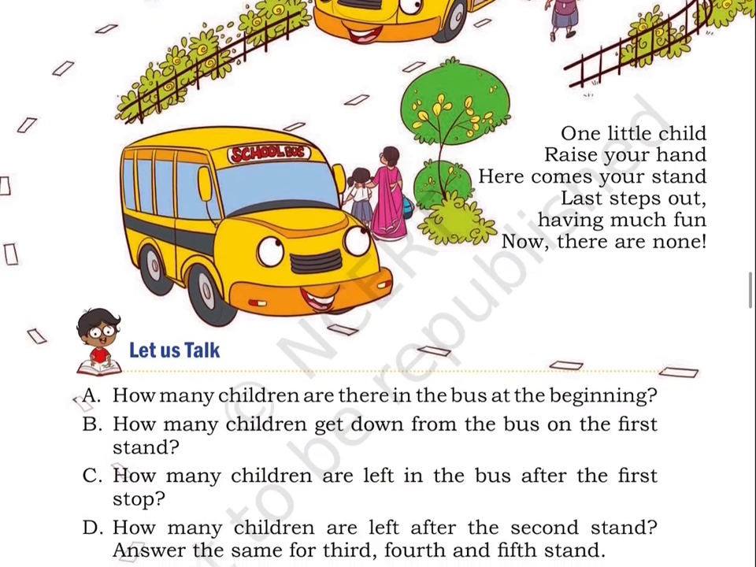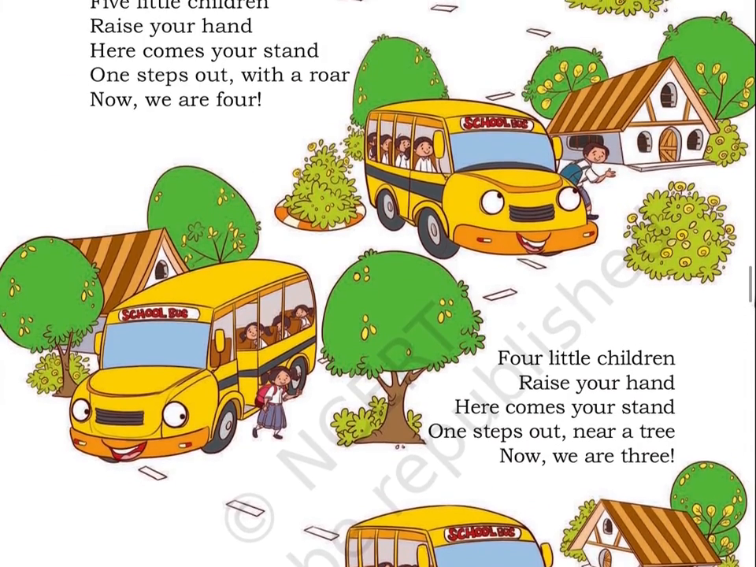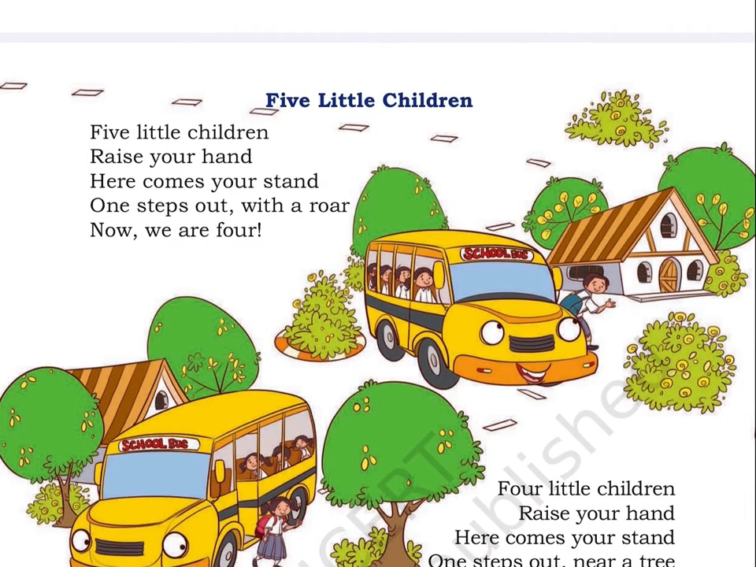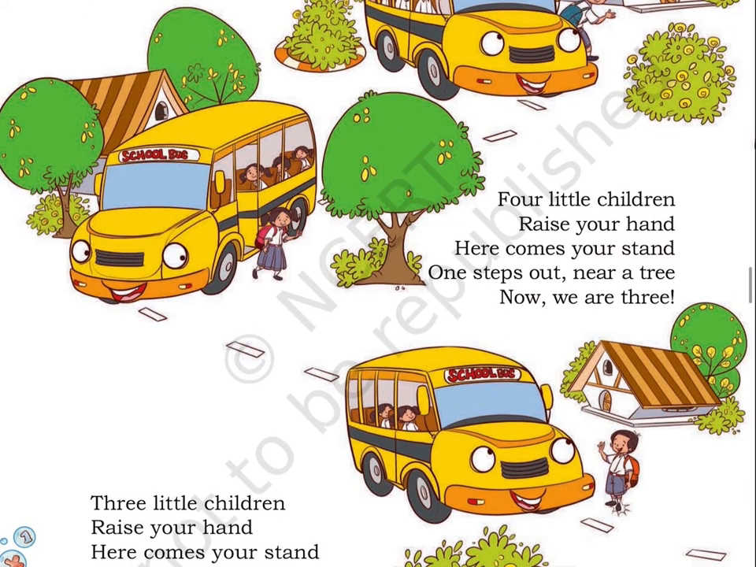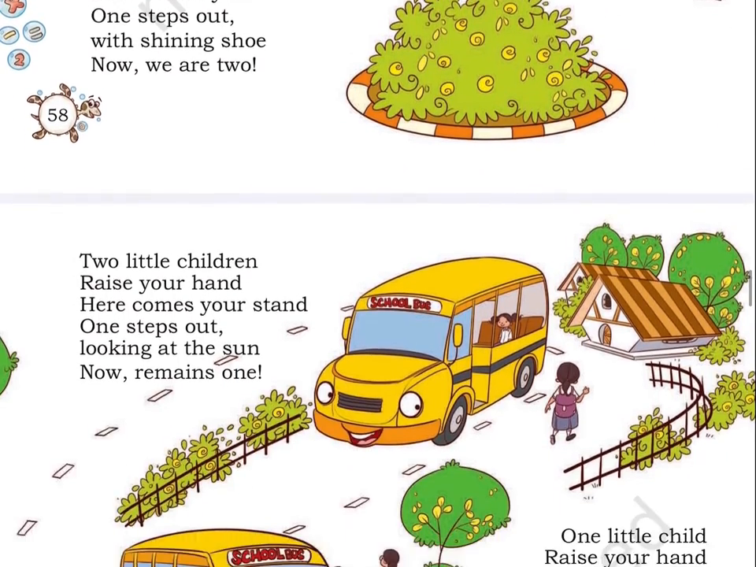In the first picture, there are 4 children sitting inside the bus and 1 boy is getting down. In the second picture, there are 3 children sitting inside the bus and 1 girl is getting down from the bus. In the third picture, there are 2 children inside the bus and 1 boy has gotten down from the bus. In the fourth picture, there is only 1 kid left.